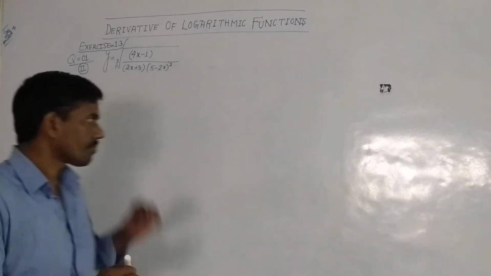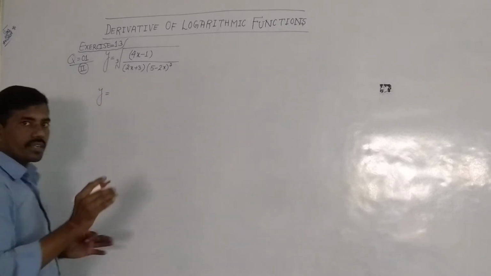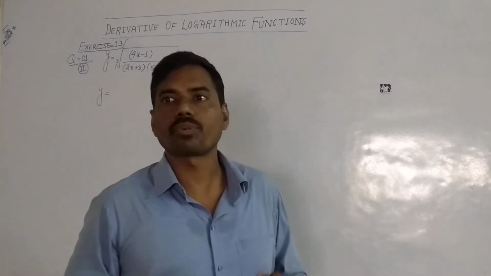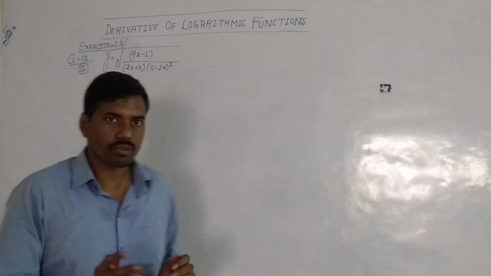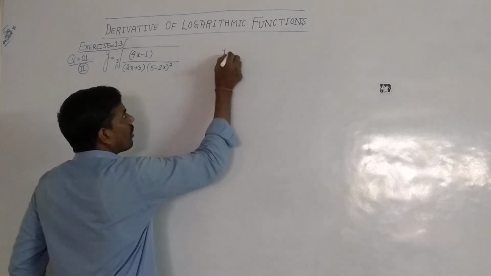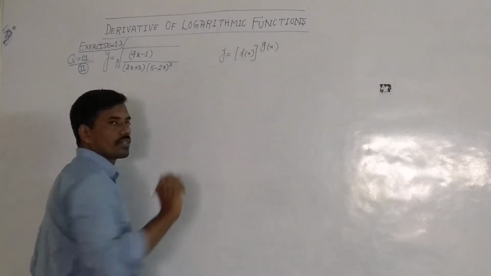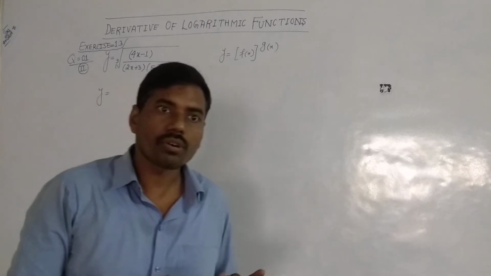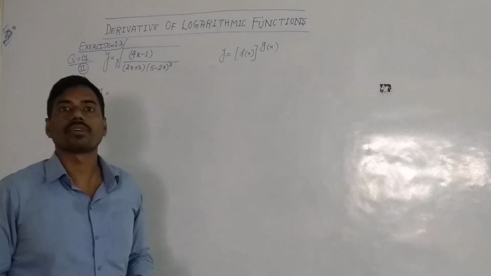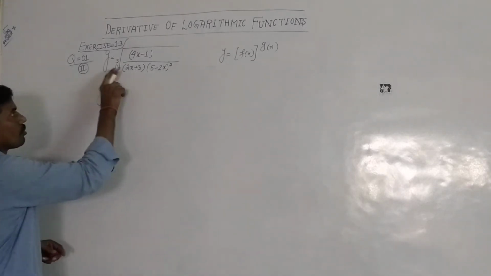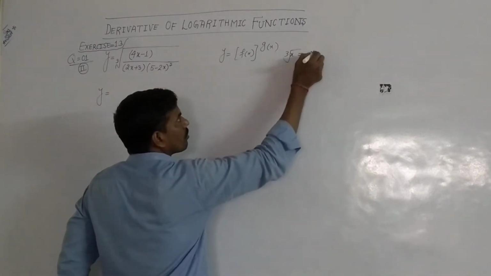Okay, here y is equal to, we can write it first in exponent form, means y is equal to f of x to the power g of x. Clear? So first of all, make this as y is equal to f of x to the power g of x. कैसे? Cube root, we know that cube root of x can be written as x to the power 1 by 3.